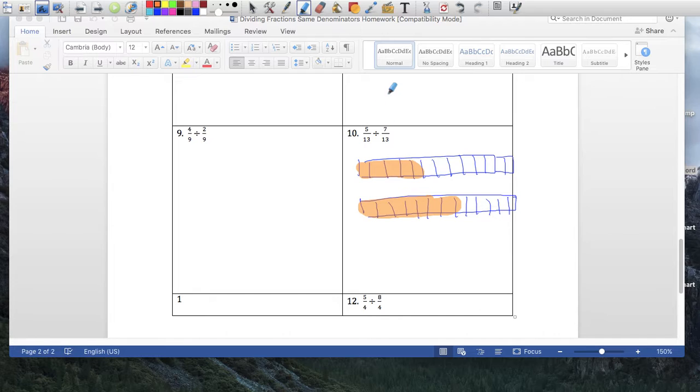Can you make a group of 7 out of 5? You can't, but you can make a group of 5, right? So you were trying to make a group of 7, but you made a group of 5 out of the 7. That is your answer. Cross, cross, and you write it as a fraction. 5 over 7.